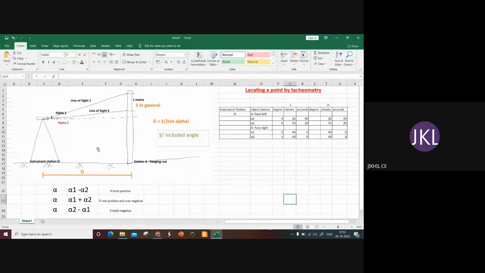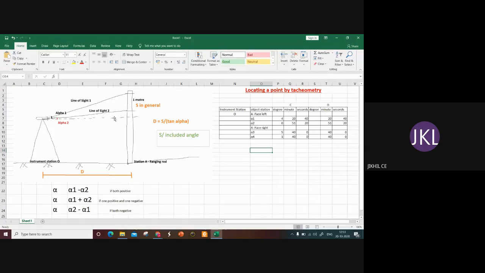So in the first case, he did the face left condition, alpha 1 for point 1 and alpha 2 for point 2. Then he changed the face to the right, and then he also measured alpha 3 and alpha 4. Okay, so this C and D vernier is for the vertical angle measurement, A and B for the horizontal angle.